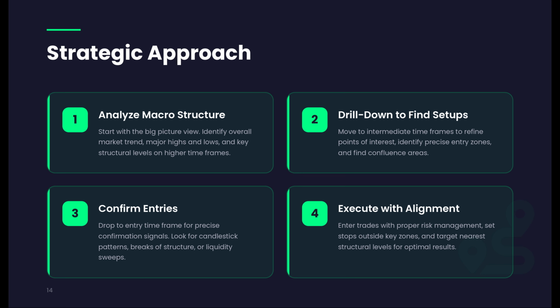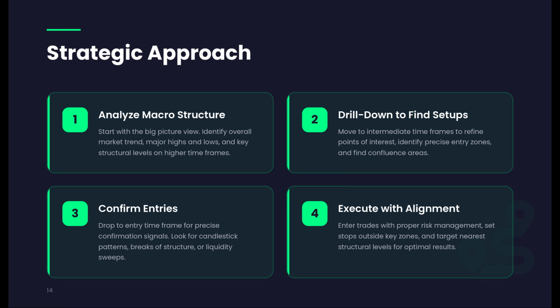Now you're moving from the broad view to something more specific. You've established your bias on the higher time frame. Now you're dropping down, perhaps to your intermediate time frame, to identify precise setups. Perhaps you've identified on the 4-hour chart that price should react around a certain zone. Now, on the 15-minute chart, you're looking within that zone for more precise areas of interest.